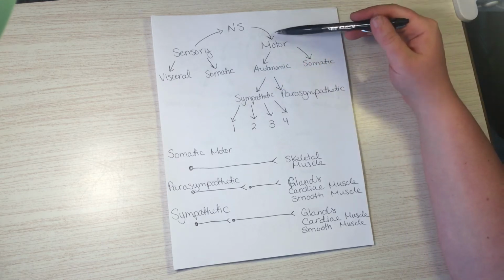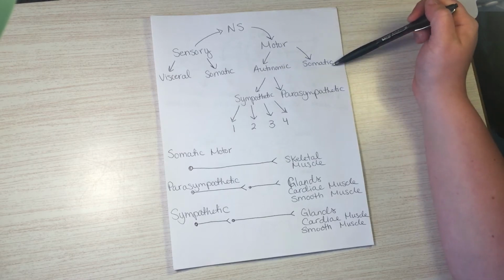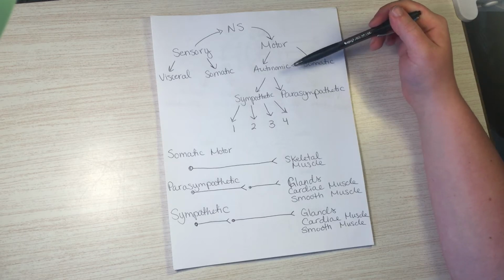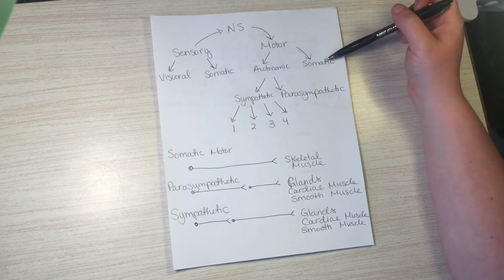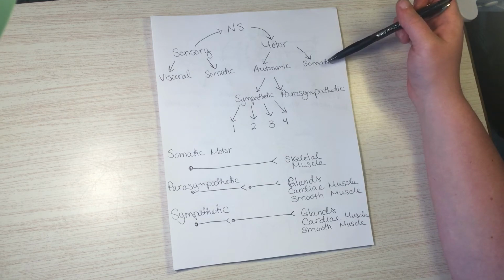Over here in the motor division, we also have 2 branches, the autonomic motor and the somatic motor. Autonomic motor is motor output to involuntary responses, such as cardiac muscle, smooth muscle, and glands. Somatic motor is motor output to the skeletal muscle, which is voluntary.